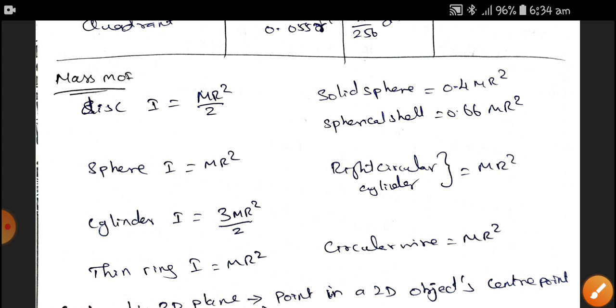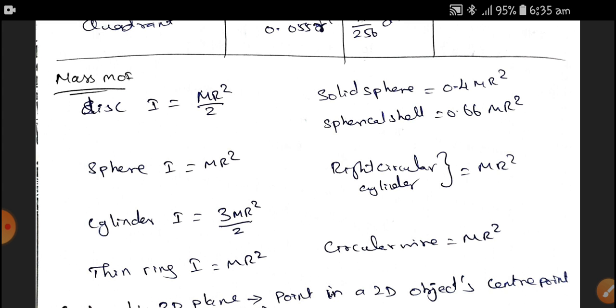For the solid sphere, it is 0.4 times mr square, or mr square divided by 2.5. For the spherical shell, 0.66 times mr square. For the right circular cylinder, mr square, and for the circular wire, again mr square.